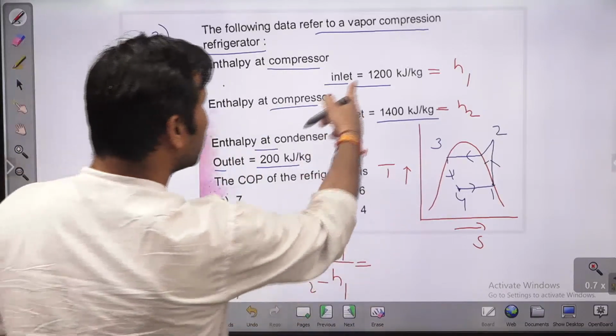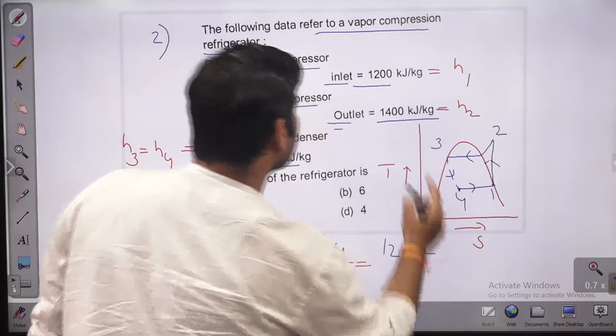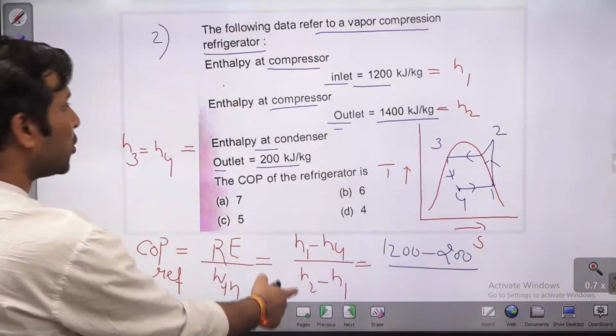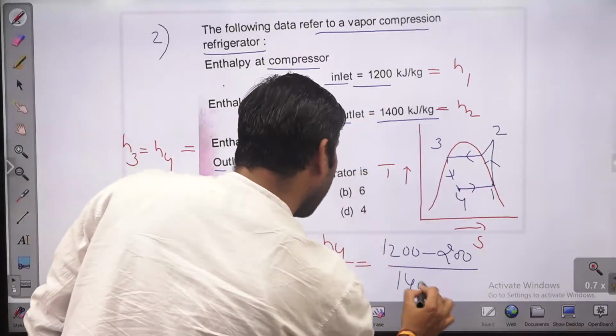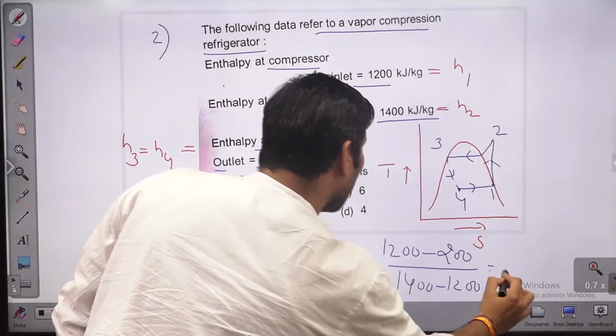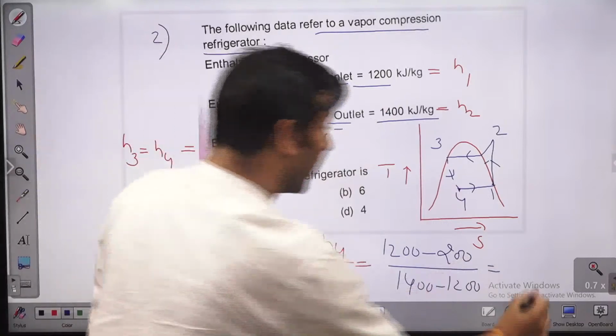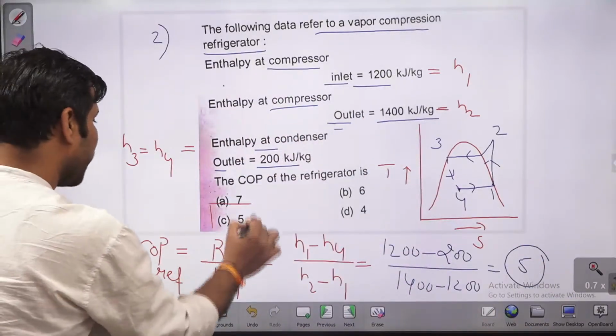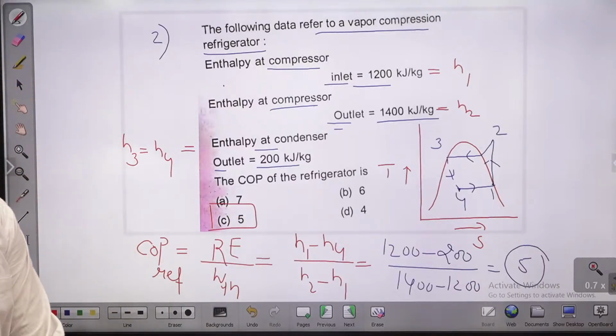What is H1, guys? H1 is 1200. H4, this is H3, H4 is 200, divided by H2. H2 is 1400 and H1 is 1200. So 1000 divided by 200, you will get 5 as the answer, COP. So option C is the right answer, guys, for this question. I hope this question is very much clear to all of you guys. Very simple question. Yes, Ritesh, your answer is right. Option C, 5 is the right answer for this question.